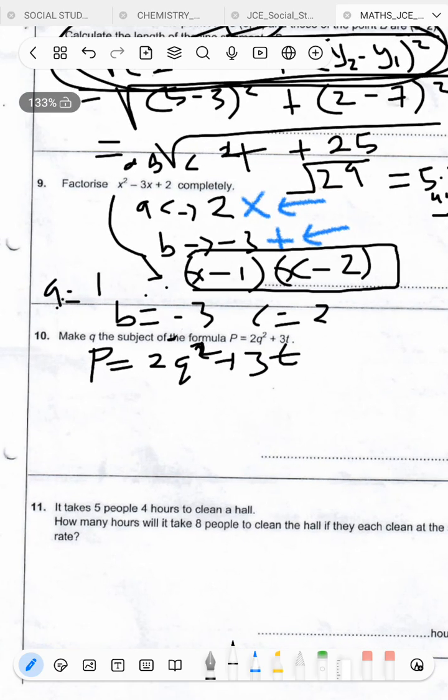Okay, how do we solve that? All right, so remember, we want to isolate everything from the right hand side of this equation in such a way that we only remain with q, not q squared, just q. Now for us to do that, we have to start with something that is a bit far away from the q. So we're going to start with the addition of 3t to 2q squared.